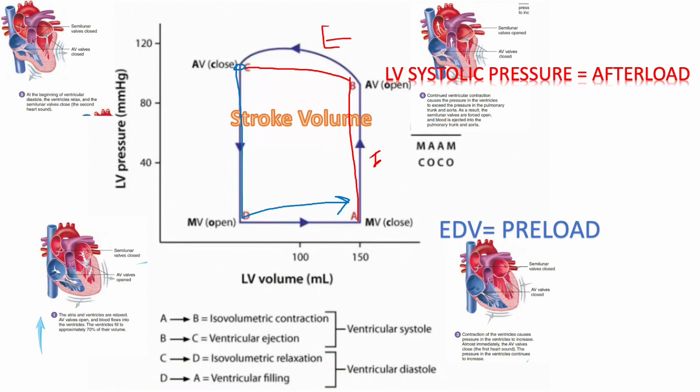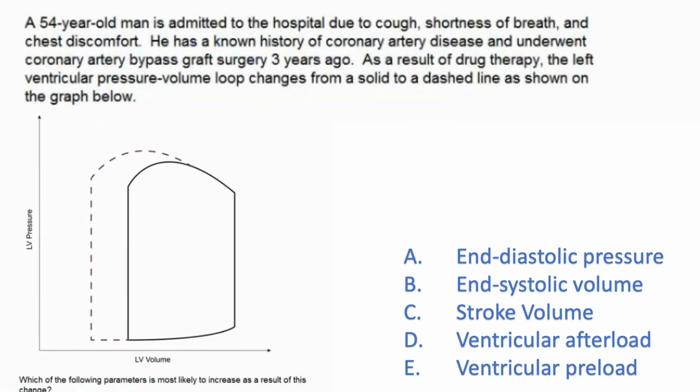Now let's do a couple questions. A 54-year-old man is admitted to the hospital due to cough, shortness of breath, chest discomfort. He has a known history of coronary artery disease, underwent coronary artery bypass graft surgery 3 years ago. As a result of drug therapy, the left ventricular pressure volume loop changes from a solid to a dashed line.